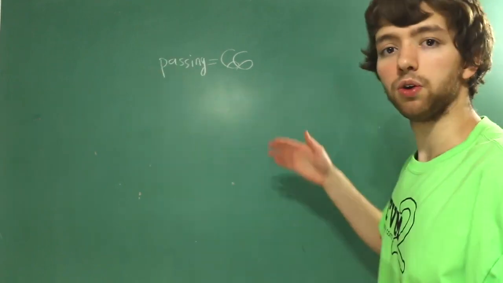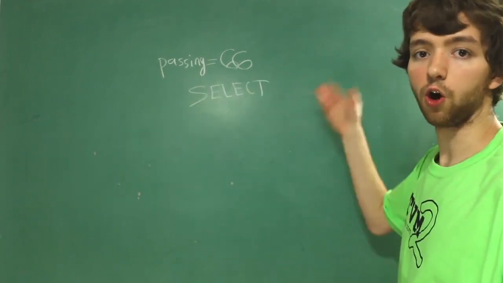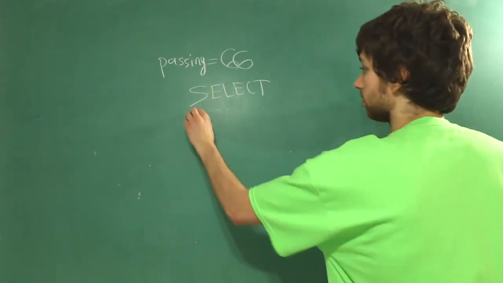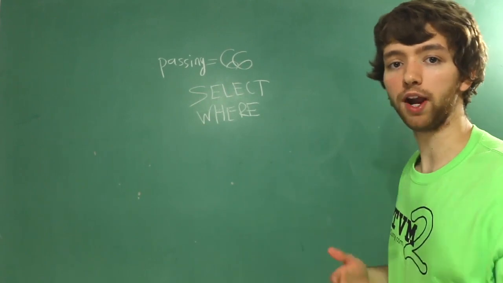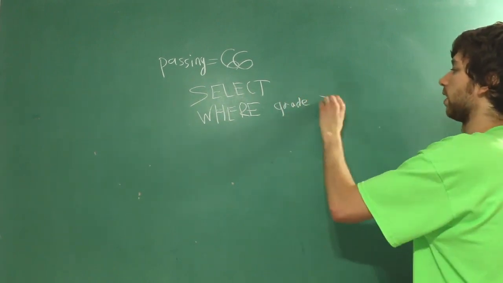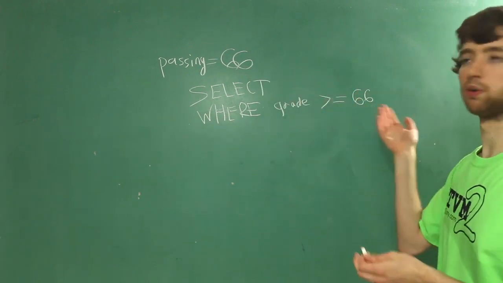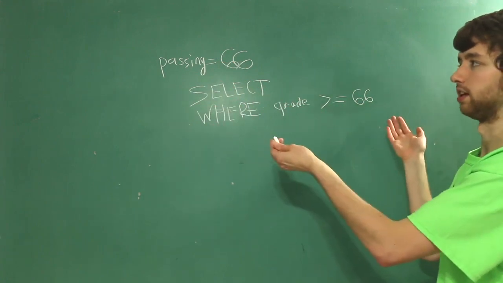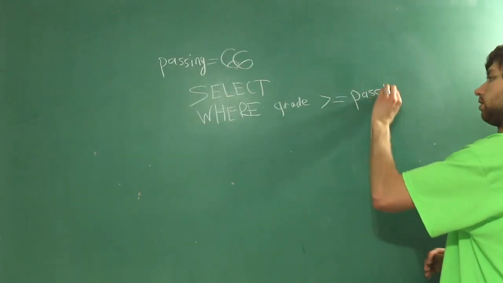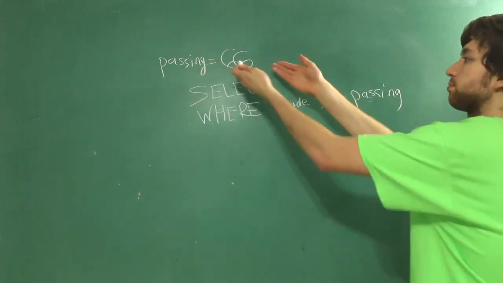Now, in our SQL, we could do something like select all of the students' first and last names. And then you could put a where clause. Then all you've got to do is take the column for their grade, probably named grade, and do something like greater than or equal to 66. And you might be wondering, what's the point of this variable? Well, we're actually not using it here. We could very well just put passing here. So what's the benefit of putting passing here instead of 66? Why not just put 66 in here?